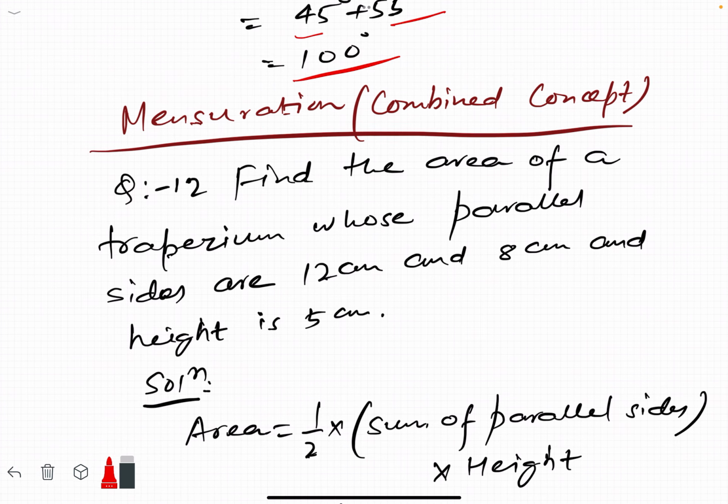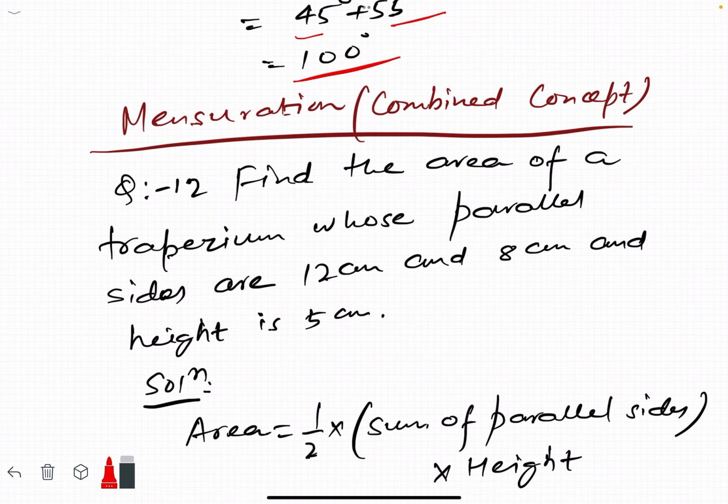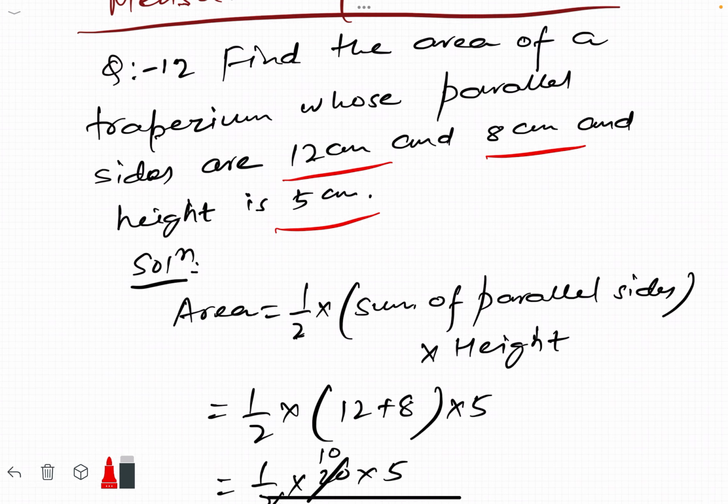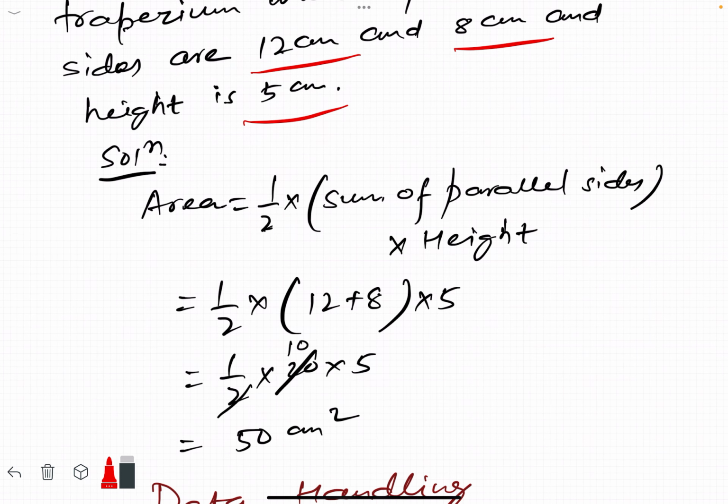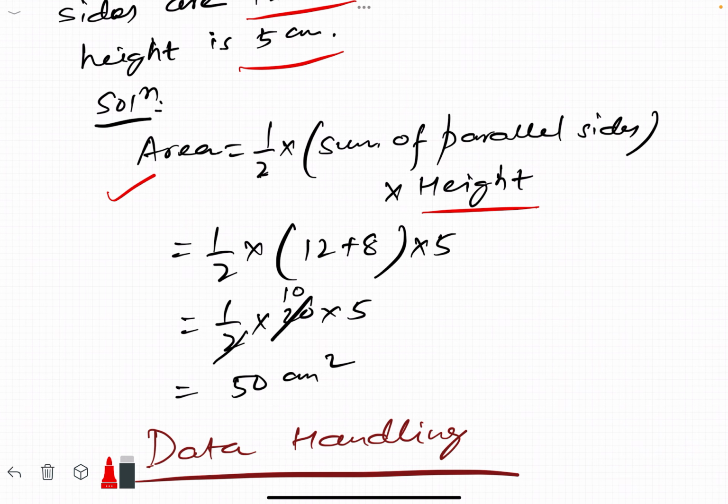Now we come to question number 12, which is from mensuration. Find the area of a trapezium whose parallel sides are 12 cm and 8 cm and height is 5 cm. Solution is area of trapezium is equal to half into sum of parallel sides into height. So sum of parallel side is equal to 12 plus 8 and height is 5. So the answer will be 50 cm square on solving this step, half into 20 into 5.